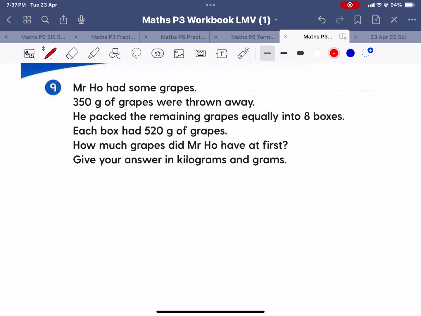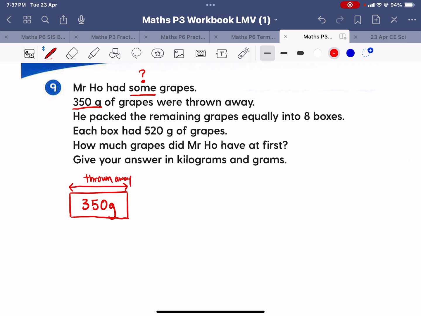Now let's try to understand the story one more time. He had some grapes. It seems like we don't know how many grams that is. But we do know that out of this total, he started throwing away 350. How sad it is, right? Probably because they are spoiled or something. We don't know. But we do know that 350 grams are being thrown away.